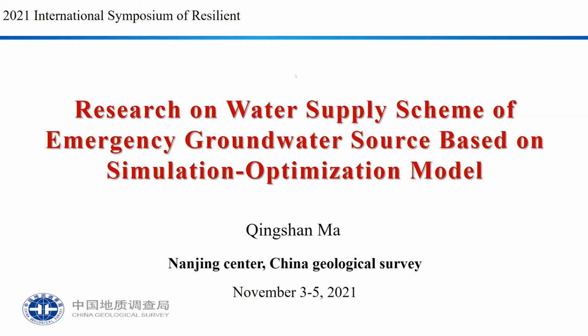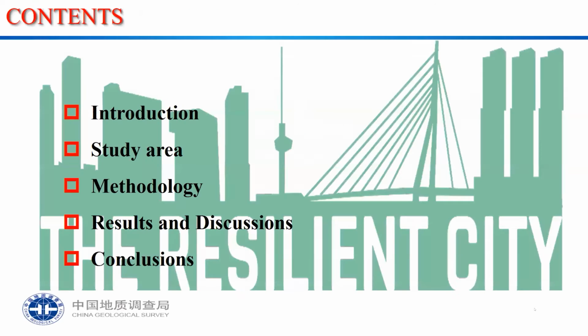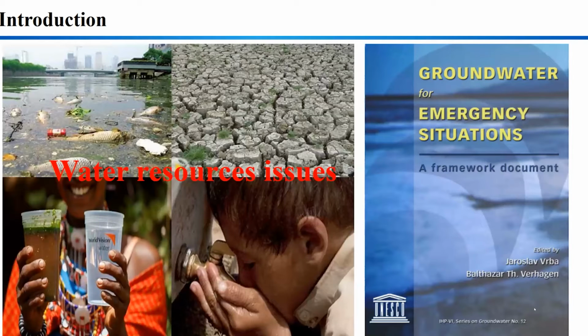My topic is research on water supply scheme of emergency groundwater source based on a simulation and optimization model. I come from Nanjing Center, China Geology Survey. My report includes five parts: introduction, study area, methodology, results and discussion, and conclusions. First part is introduction.